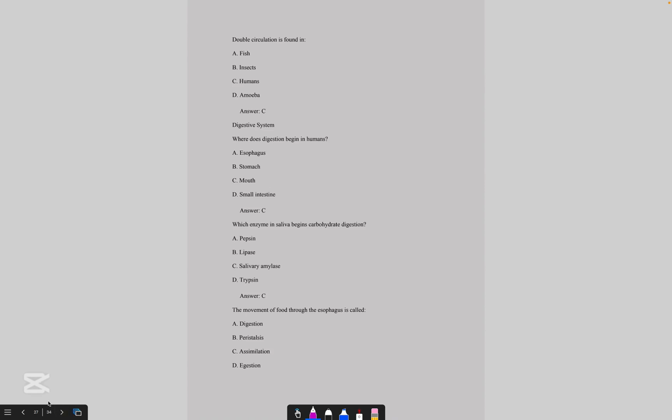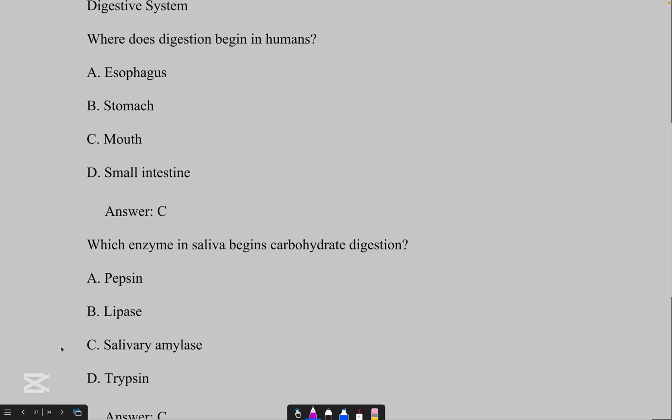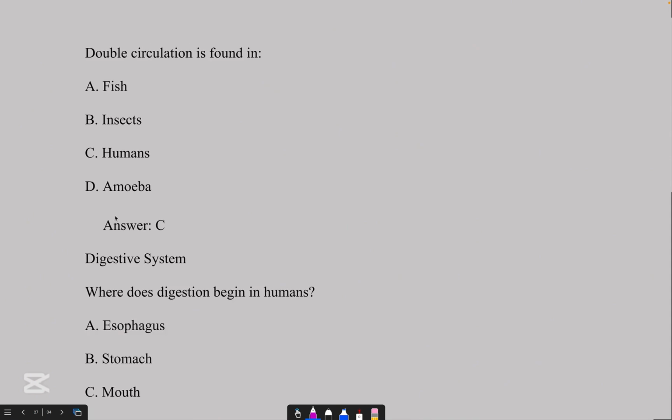All right. Double circulation is found in humans. Humans are the ones that have double circulation. Is that okay? We humans, we have double circulation.